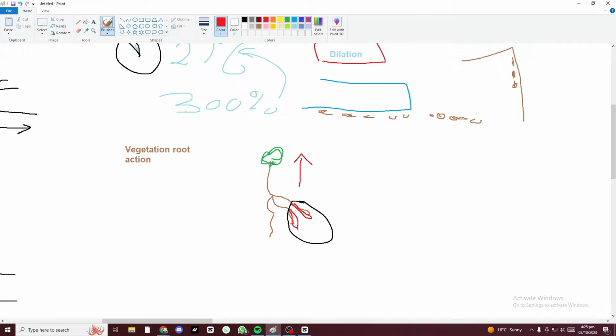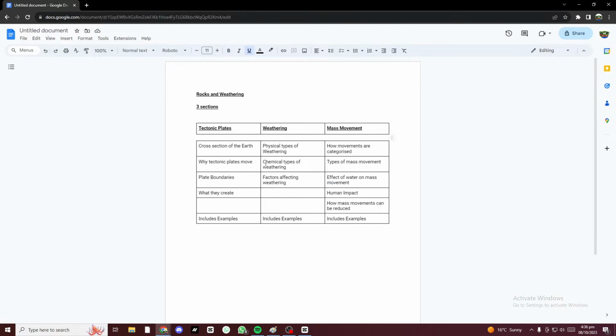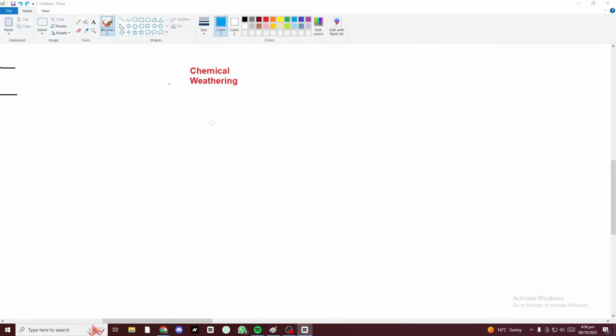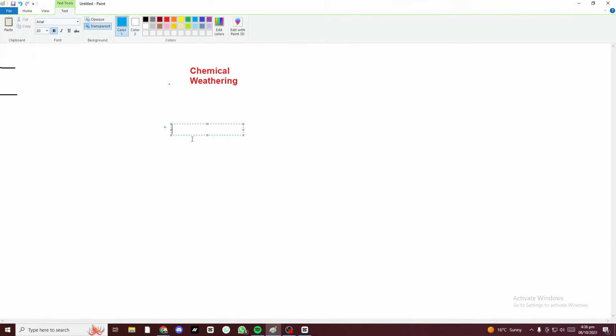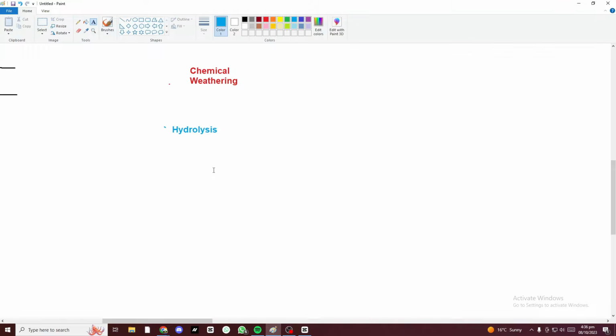Okay, that's about it for physical. Moving on to chemical weathering. Okay, so chemical weathering, we have three main types. The first one being hydrolysis. So hydrolysis is when acidic or alkaline water reacts with rocks and breaks them down.